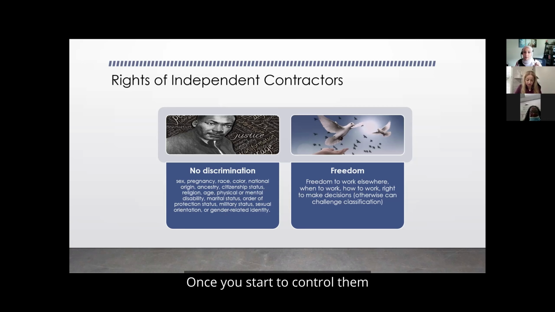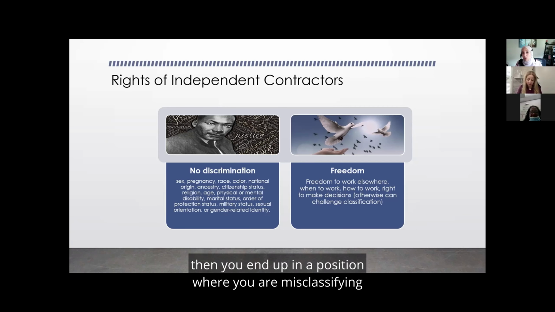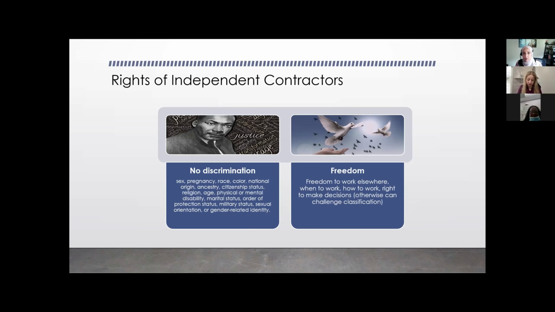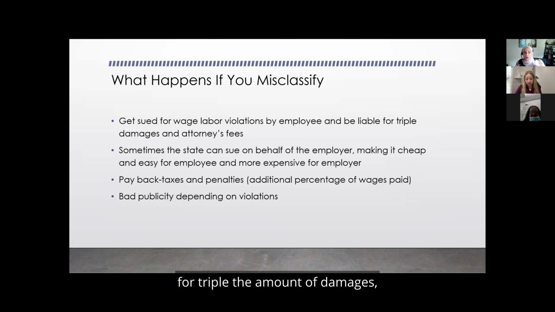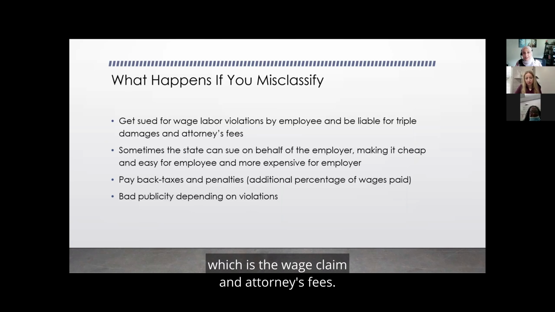Once the employer starts to control them and takes away those rights, then you end up in a position where you are misclassifying them, because that violates that first factor of control. So what happens if you misclassify? As an employer, the employee can sue for wage and labor violations. And in that case, the employer could actually be liable for triple the amount of damages, which is the wage claim, and attorney's fees. So you can see that the employer actually bears a lot more risk.